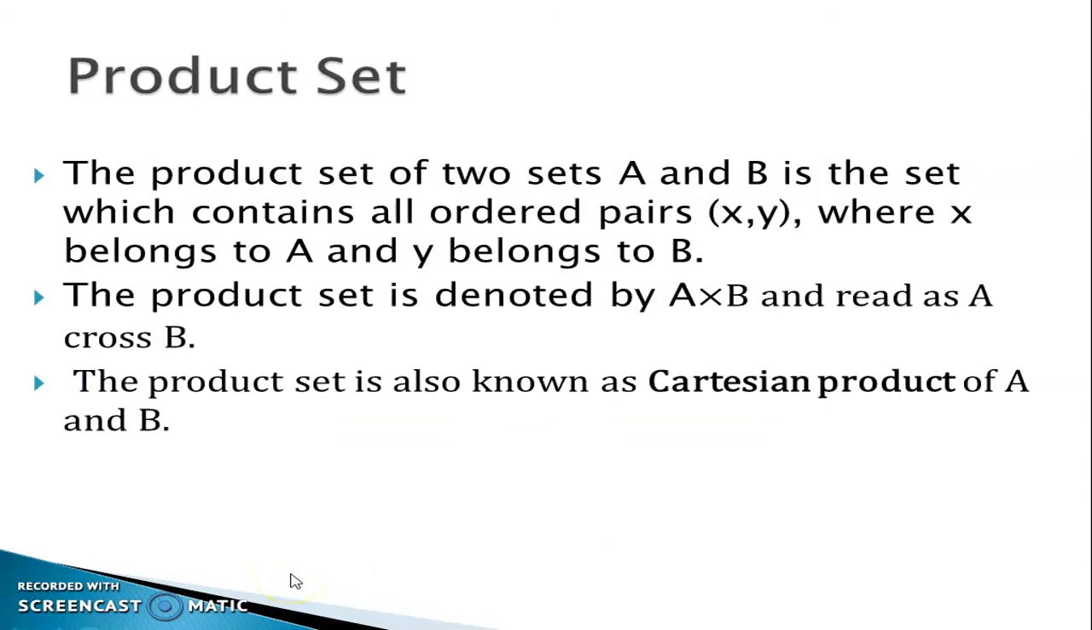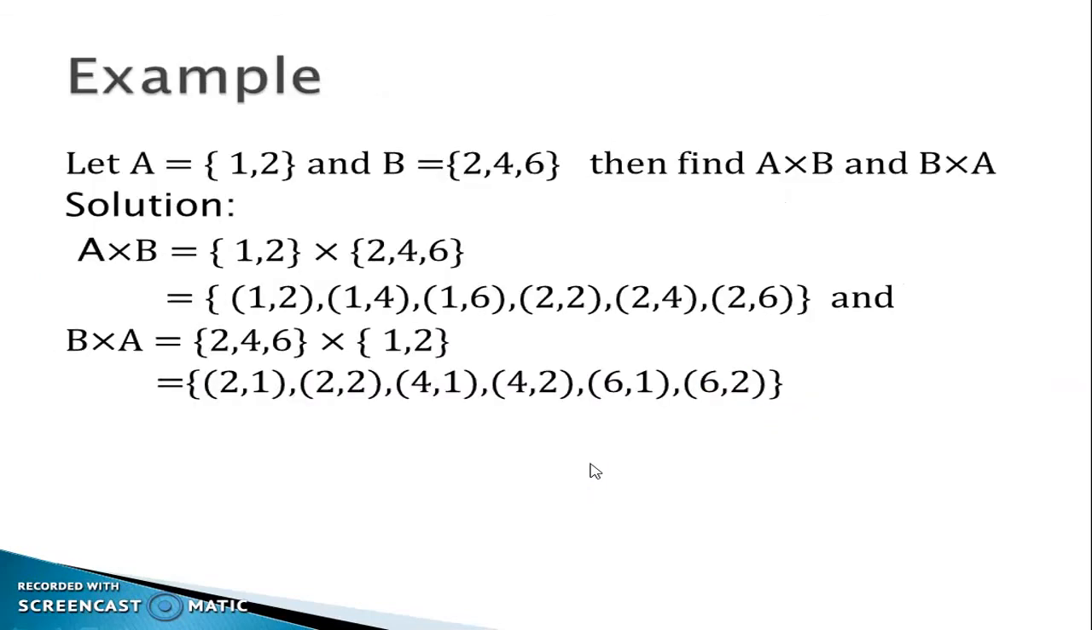Product set. The product set of two sets A and B is the set which contains all ordered pairs (X, Y), where X belongs to A and Y belongs to B. The product set is denoted by A cross B and is also known as Cartesian product of A and B. Example, let A is equal to 1, 2 and set B consists of 2, 4 and 6. Then find A cross B and B cross A.